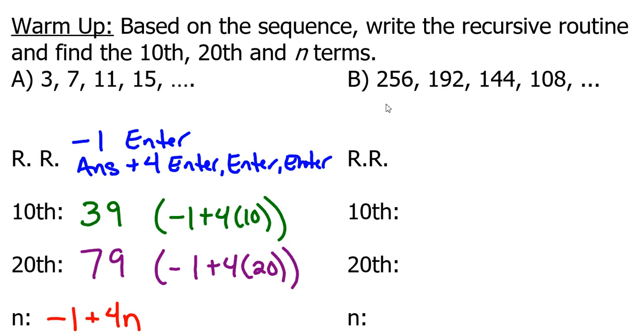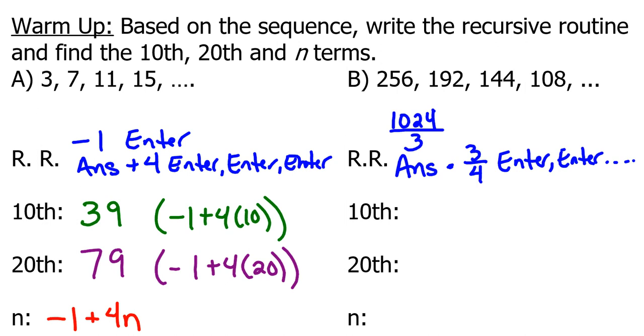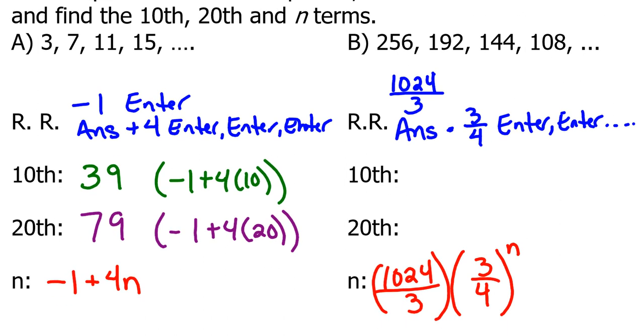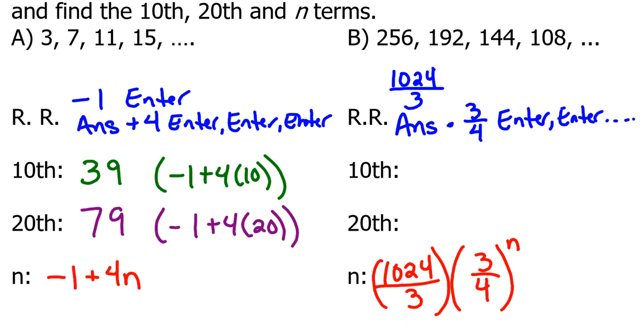Again, this is my first term. I would have to backtrack one more to find my 0, and I can establish my recursive routine and my expression for n from that. So in doing so, we can see the multiplier is 3/4. Our original value then, if I take 256 divided by 3/4, it's 1024 divided by 3, which would translate into, for any term n, taking 1024 thirds times 3/4 to the power of n.